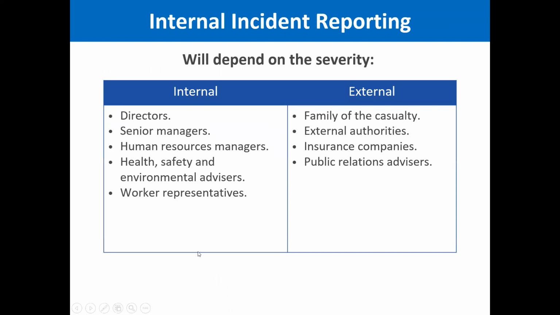Okay, now internal and external reporting, obviously it depends on severity. Internally, you might have to report to the directors, the senior managers, the human resource managers, health and safety advisors, and worker representatives. Externally, who will you report the accident to? Externally, you will have to report to the family of the casualty, external authorities, insurance companies, public relation advisors, etc.